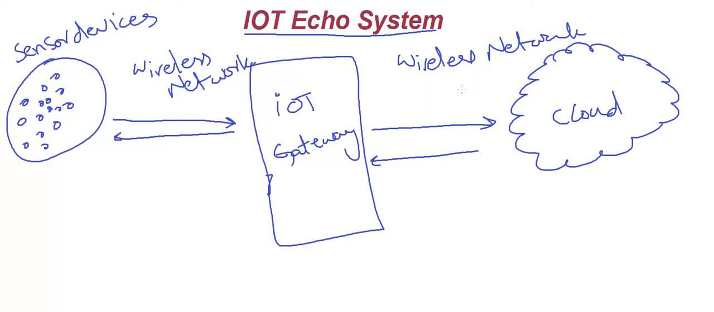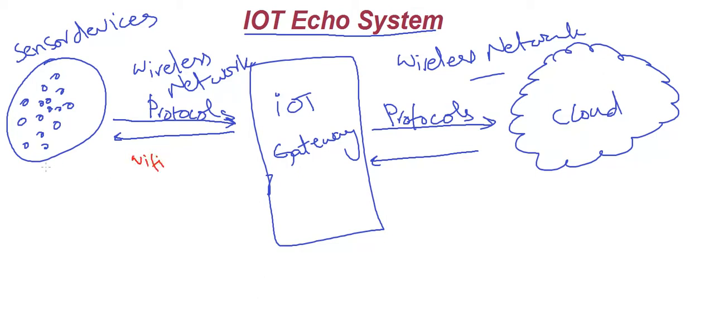These wireless network protocols are used here, and they are also used here. For example, what kind of network protocols do we use here, and what kind do we use here? What kind of protocols we use here depends on what kind of devices these are. For example, if we have normal high power devices, we can use Wi-Fi.